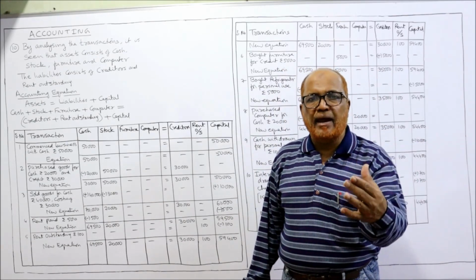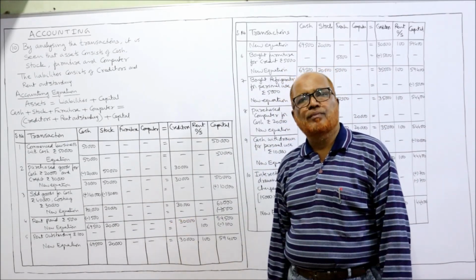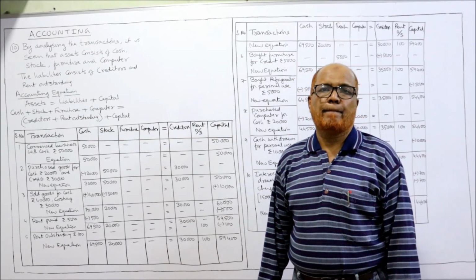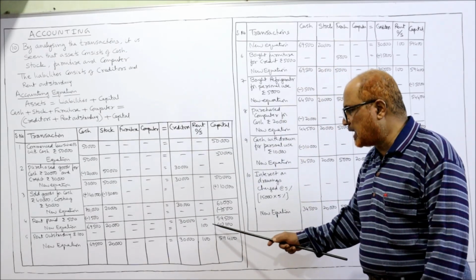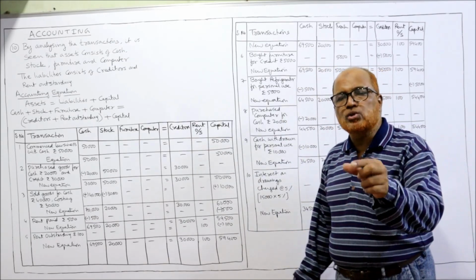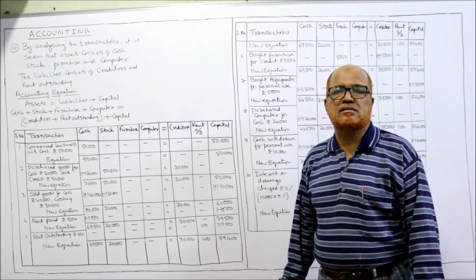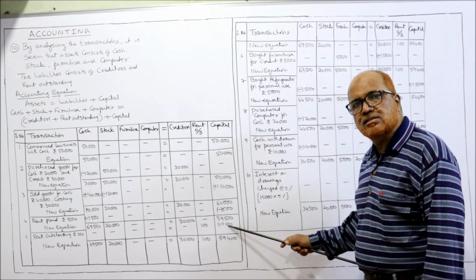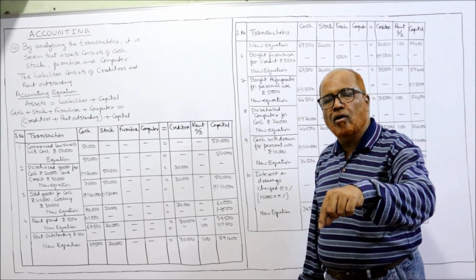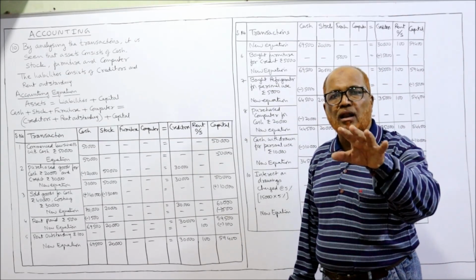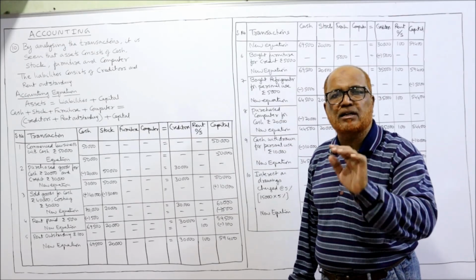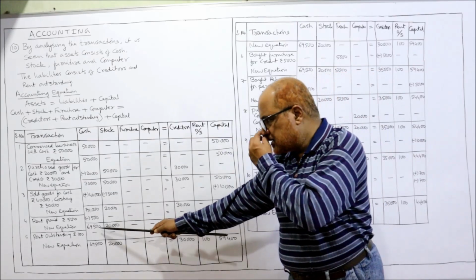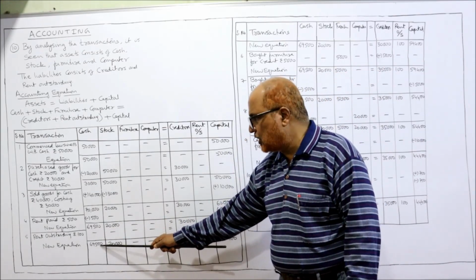Next, rent outstanding 100. When rent is paid, we have taken out cash. When rent is outstanding, it's a liability. So rent outstanding is a liability, 100. Rent outstanding is an expense. It will be deducted from capital. So 100 minus. Whether rent paid or rent outstanding, both are rent of the current year. It will be deducted from capital. Deduct 100.